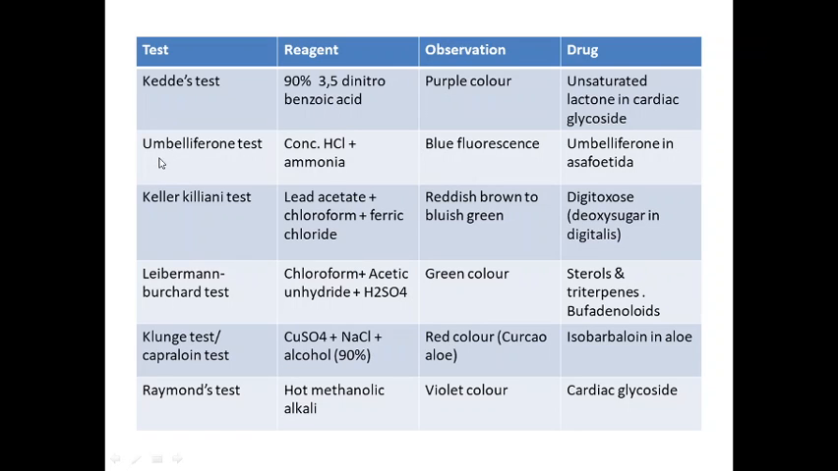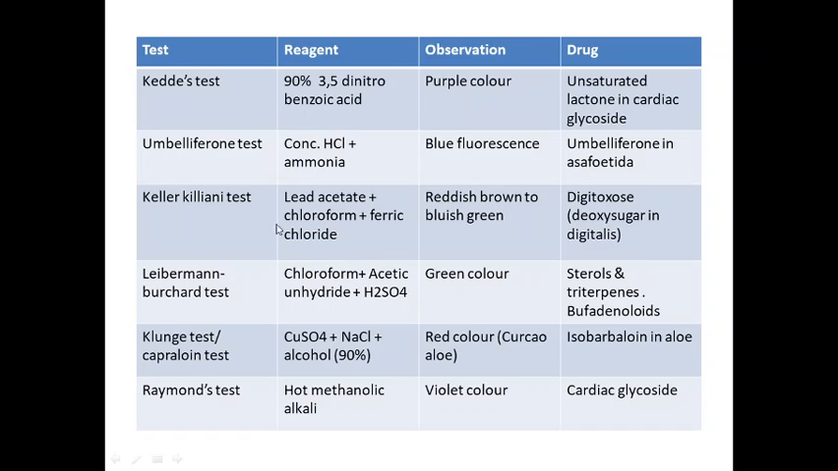Next, the umbelliferone test. This umbelliferone test, as the name suggests, is used for the identification of umbelliferone in Asafoetida. It uses concentrated hydrochloric acid and ammonia as a reagent, and umbelliferone shows blue fluorescence in the presence of the reagent.